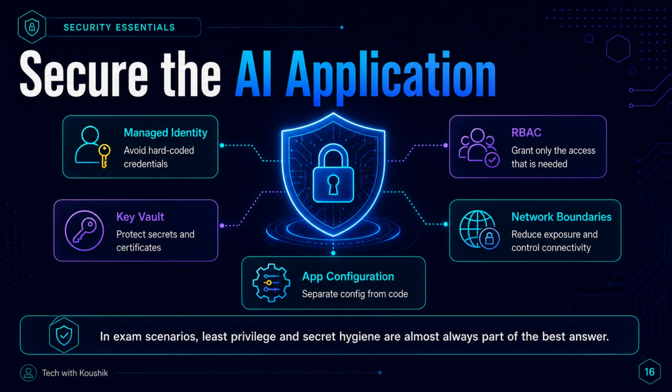Managed identity allows Azure services to authenticate without hard-coded passwords or keys. RBAC provides role-based access control. It helps you grant only the permissions that are actually required. Key Vault protects secrets, certificates, and sensitive values. App Configuration separates configuration settings from application code. Network boundaries reduce exposure. Private connectivity and controlled access can protect important resources.